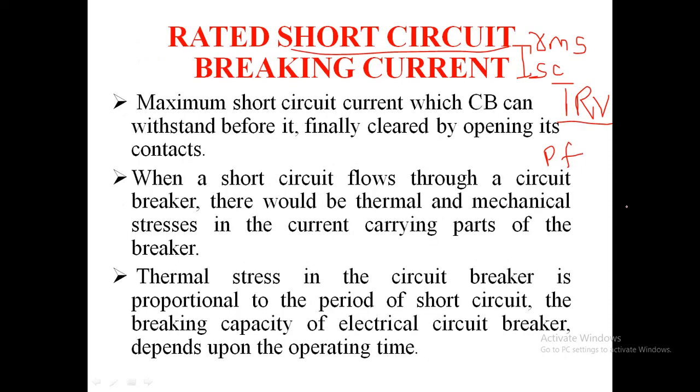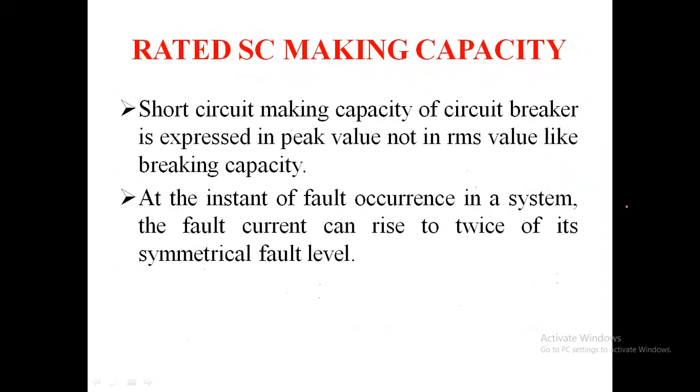One is IAC times root 2, and the percentage DC component is IDC into 100 divided by IAC. Okay, so this is the rating of short circuit breaking current. Coming to rated short circuit making current, there is a difference between the two.